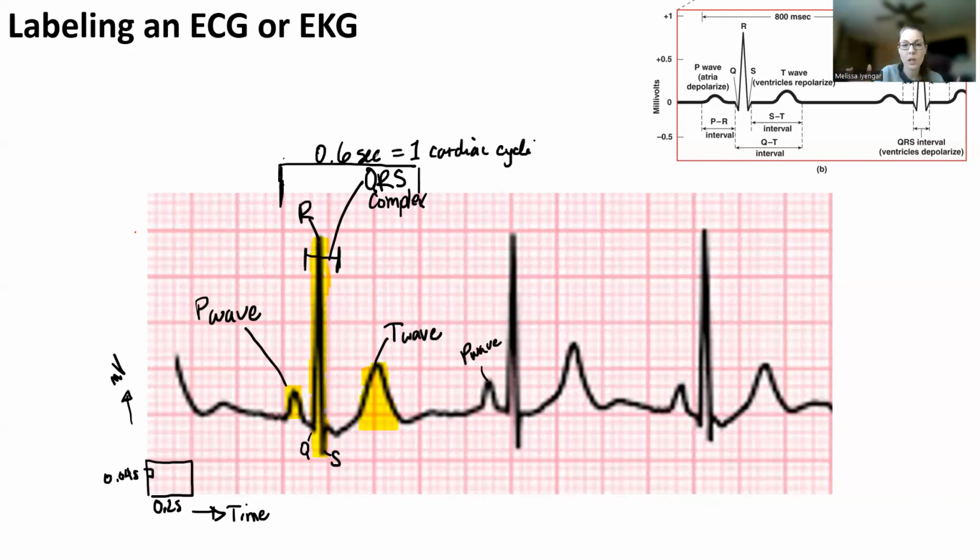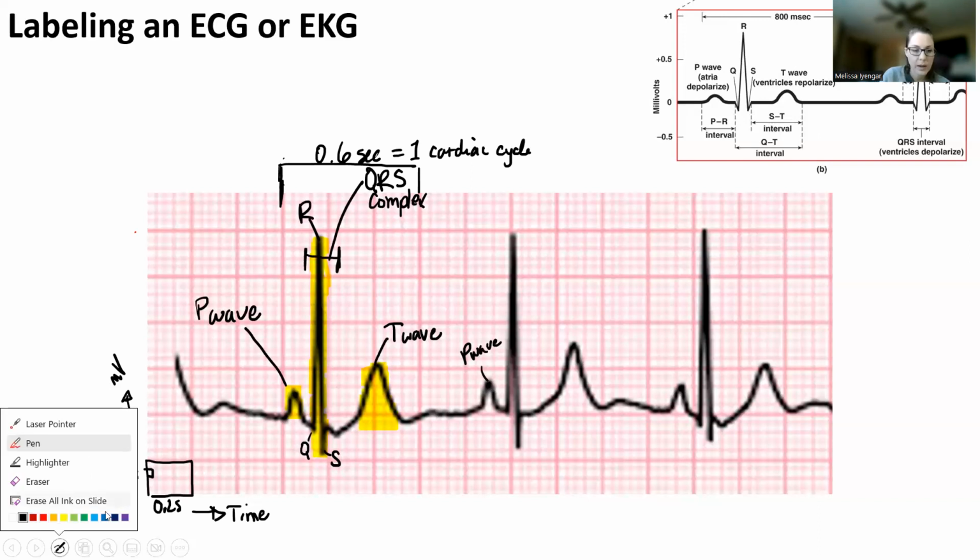That can be a little bit longer, anywhere from 0.6 to 0.8 seconds in length is usually about one cardiac cycle. Okay. So let's label a couple of other things here. I do have a diagram up here too, so that you can see that there's other intervals and segments that you can also label. I'm just going to use my highlighter and label a couple of other places.